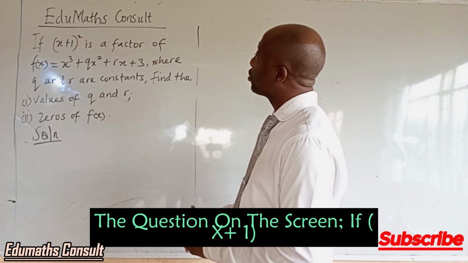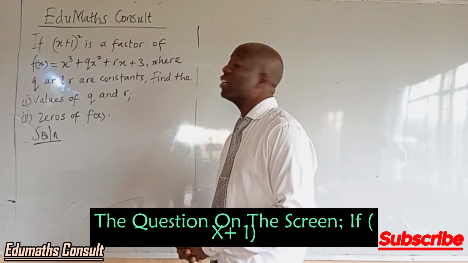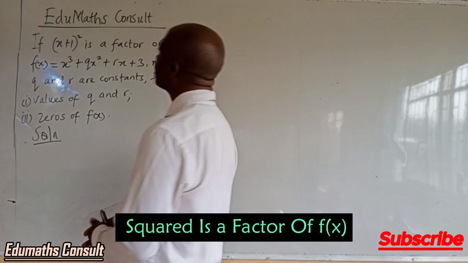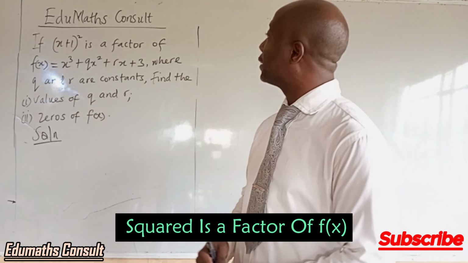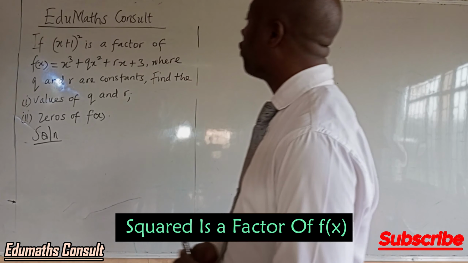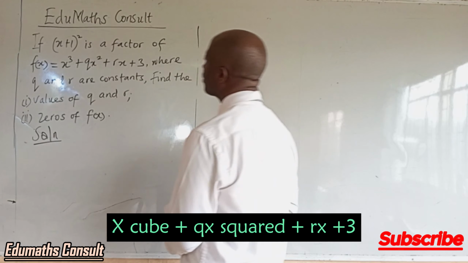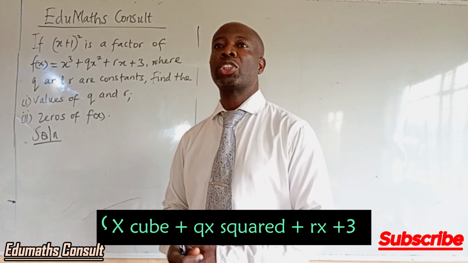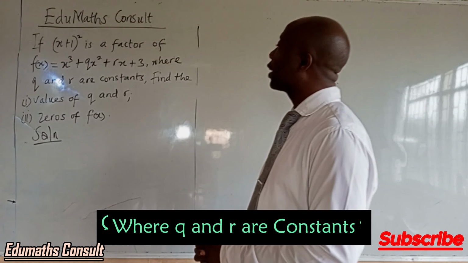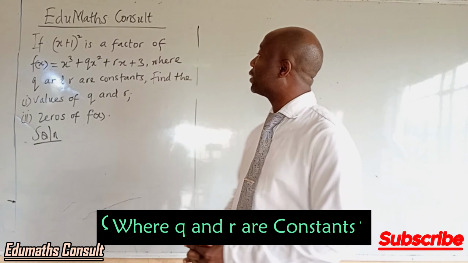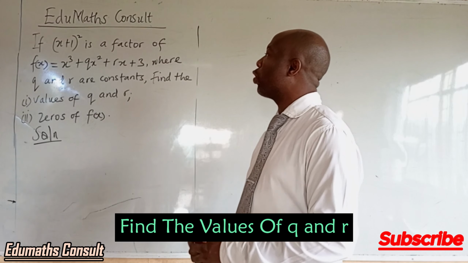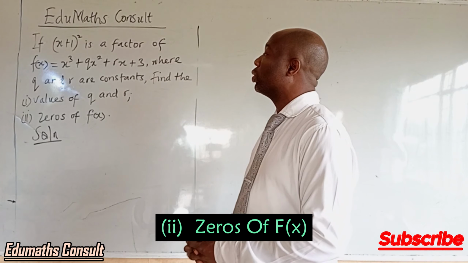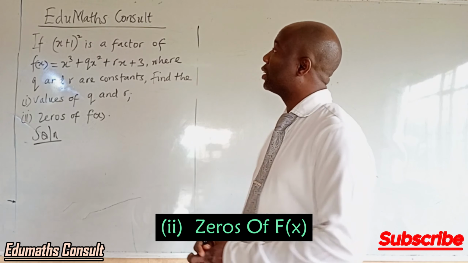The question on the screen is: if (x + 1)² is a factor of f(x) = x³ + qx² + rx + 3, where q and r are constants, one, find the values of q and r. Number 2, find the zeros of f(x).